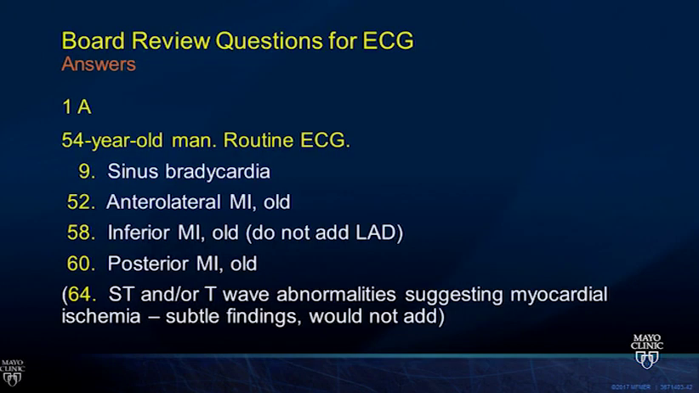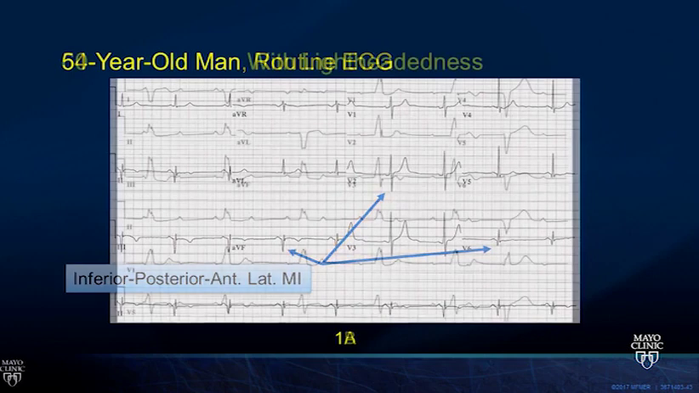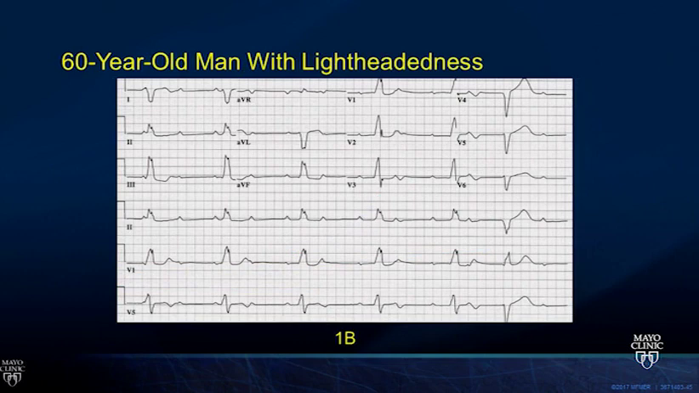So here's what I thought, and again, this is not necessarily absolutely the correct answer, but I thought sinus bradycardia, anterolateral MI, old, inferior MI, old. I wouldn't add left axis deviation, and posterior MI, old. I wouldn't do anything with the ST-T wave changes suggesting myocardial ischemia. So that's what I thought for this one. Here's the inferior, posterior, and anterolateral MI present. And that's that. Okay, this is number 2.